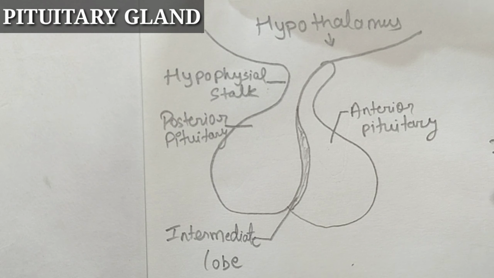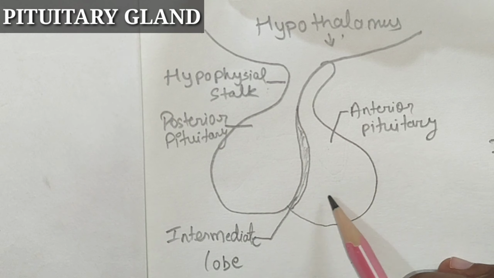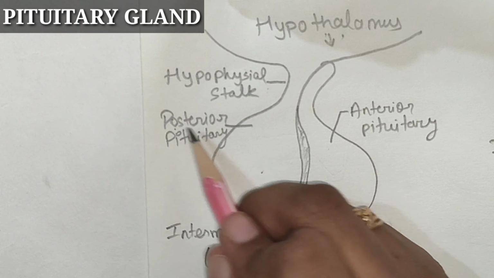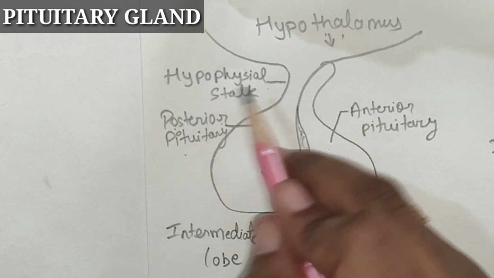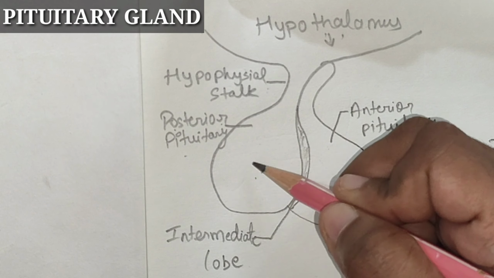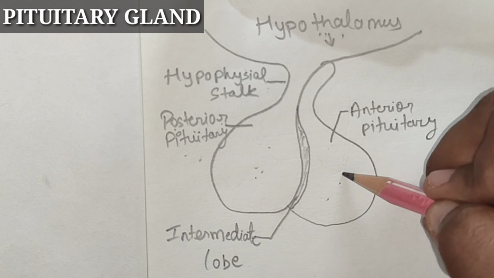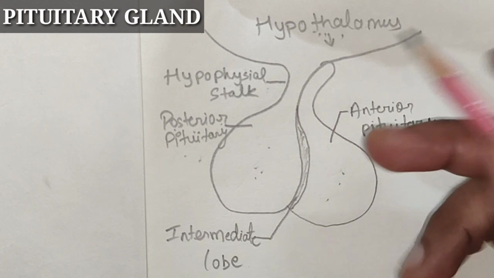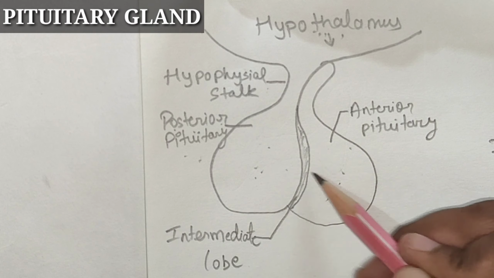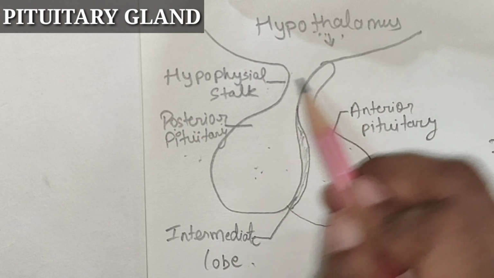So this is the diagram of the pituitary gland. Here you have to draw the hypothalamus at the top, and there are three lobes of the pituitary gland. The lobe connected to the hypothalamus will be labeled as posterior pituitary. This is important for labeling, as there is confusion between anterior and posterior pituitary. To avoid this confusion, remember the lobe which is directly connected to the hypothalamus is the posterior pituitary lobe, and the one which is not directly connected, attached to this stalk, is the anterior pituitary. Between these two is the intermediate lobe.